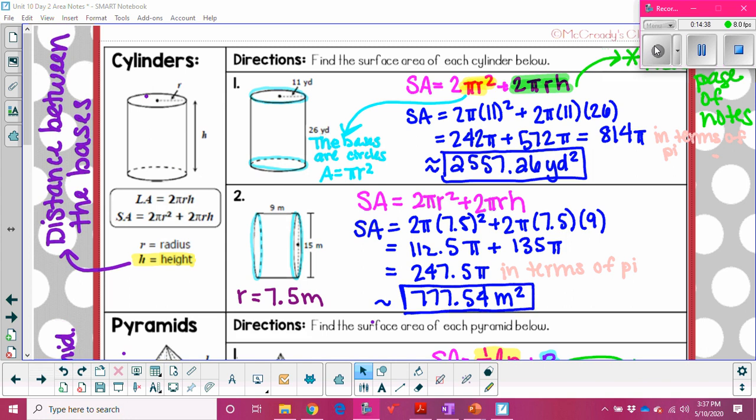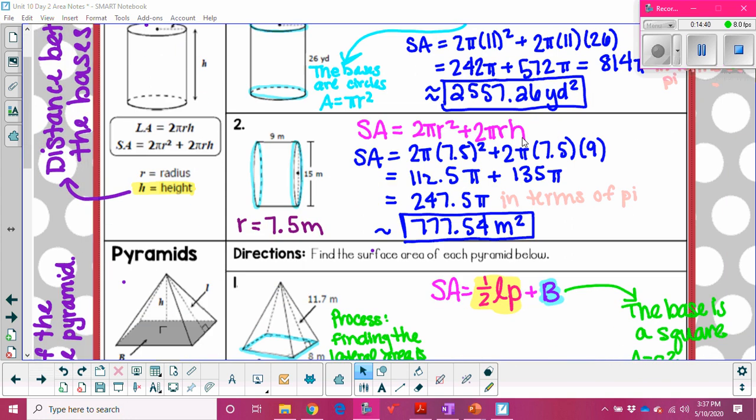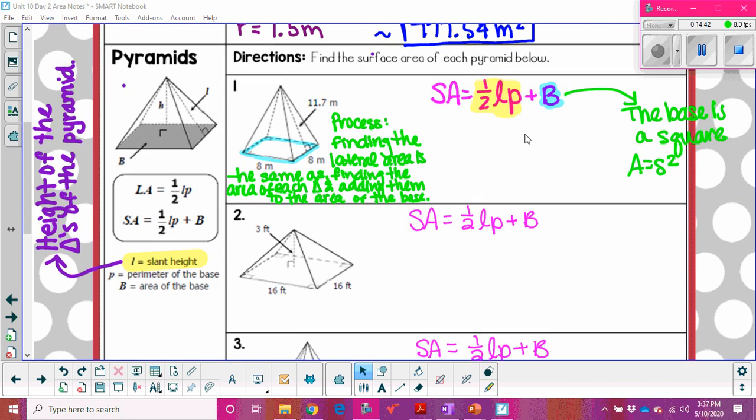Okay, so let's move on to pyramids. Okay, so looking at the pyramids here, I'm looking at the lateral area is just 1/2 times the slant height times the perimeter of the base, and the slant height is the height of the triangles of the pyramid. So if you look at this right here, this triangle on the side, this is L. This is the slant height of the pyramid. It's making a right angle with the side of the base here. That is the slant height. The height of the pyramid is this part right here.